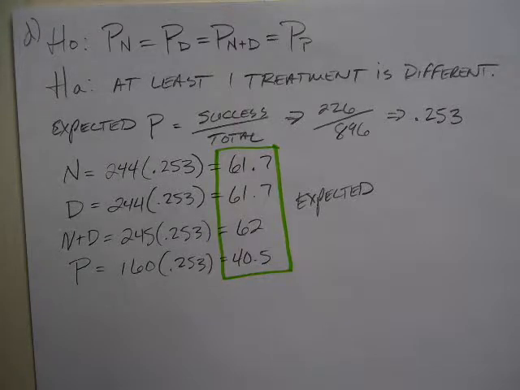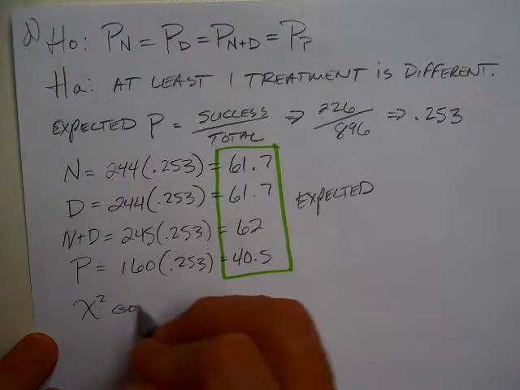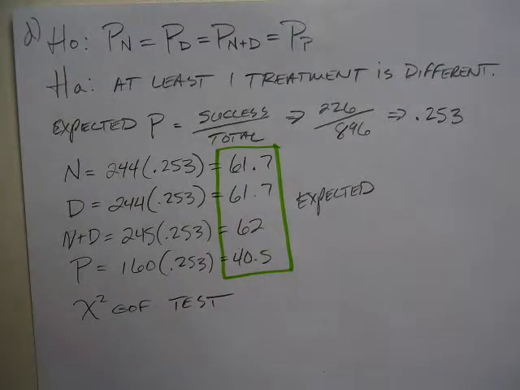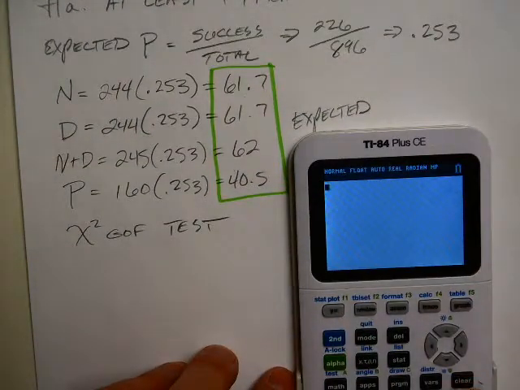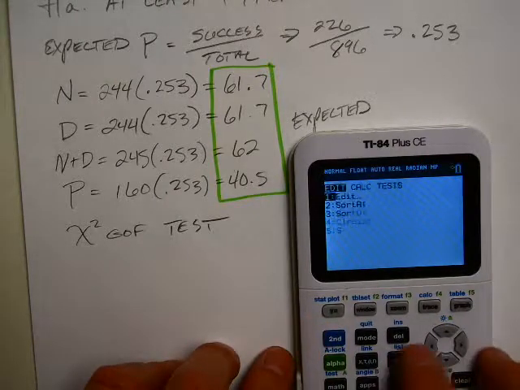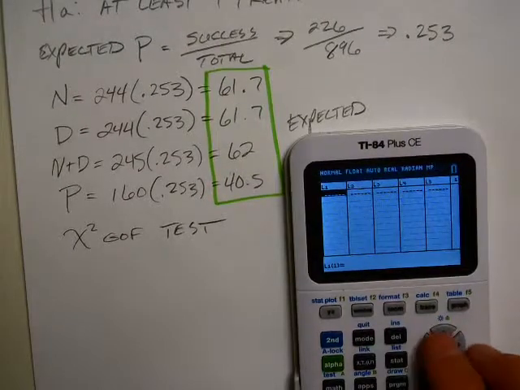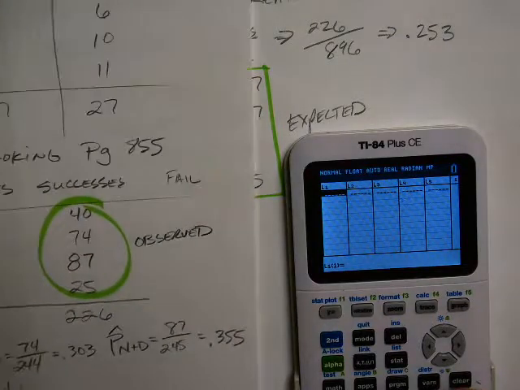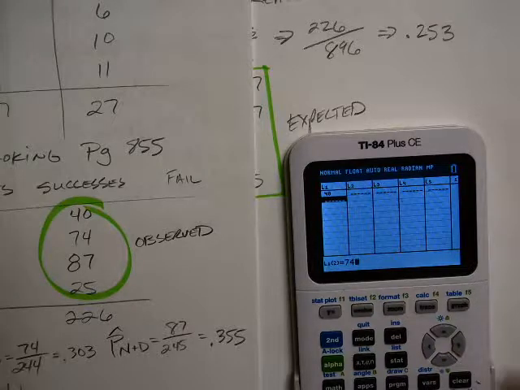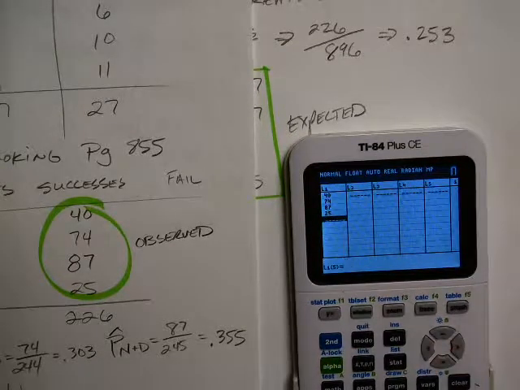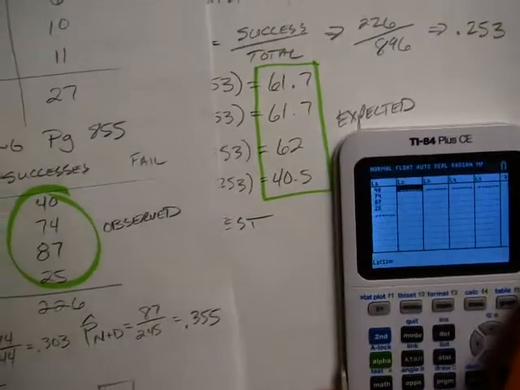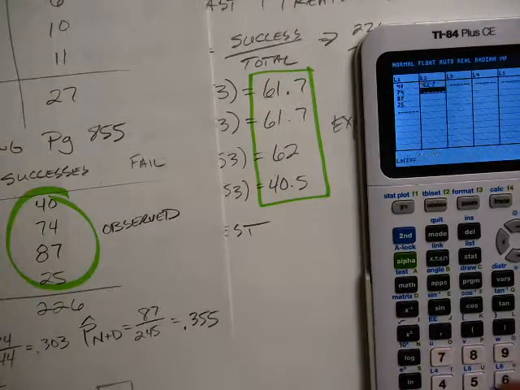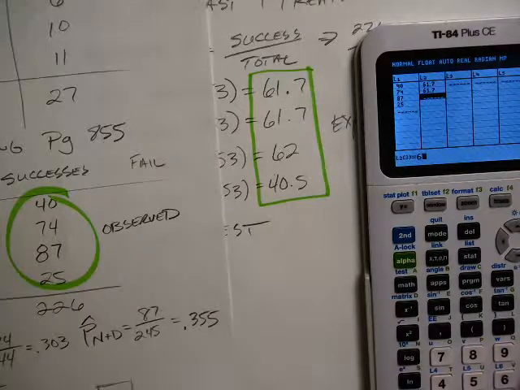So at this point I've got everything that I need for the goodness of fit test. So I'm going to go to that. And I'm going to clear my lists from the previous problem here. And I'm going to put in our observed number of successes: 40 for the patch, 74 for the drug, 87 for the drug and the patch, and 25 for the placebo. And now I'm going to put in my expected for L2: 61.7, another 61.7, 62, and what do we have? 40.5.